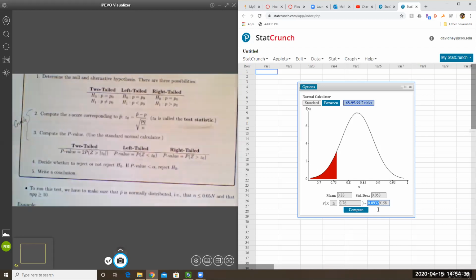What I want you to be able to do for sure, though, is know how to interpret your p-value. You're going to use this p-value that you get in step 3 to decide whether or not to reject the null hypothesis. And here's how you make that decision. If your p-value is less than your level of significance, alpha, then you reject the null hypothesis.